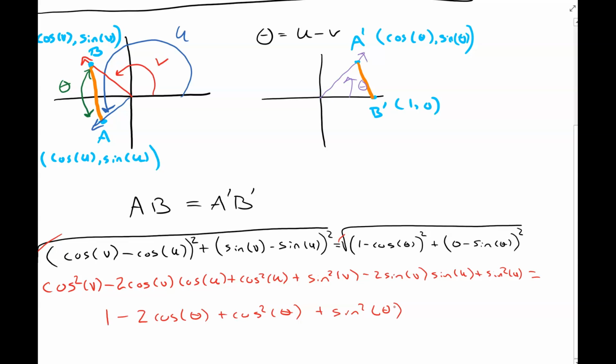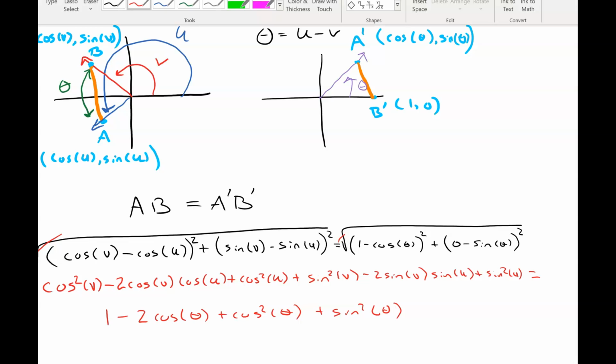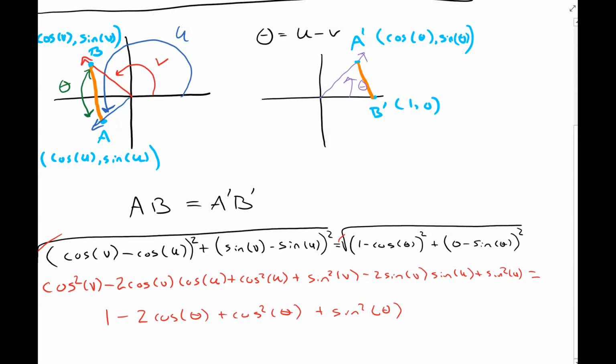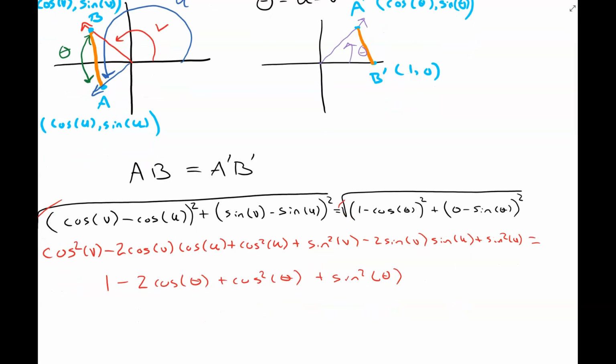Okay. Now let's look for things to cancel, or that we can simplify anyways. Well, if I look here, I have a cosine squared v and a sine squared v. That's one. I have a cosine squared u and a sine squared u. That's another one, right? So I'm just going to write that as 1 plus 1, or I'm just going to write 2 here. Everybody's good with that?